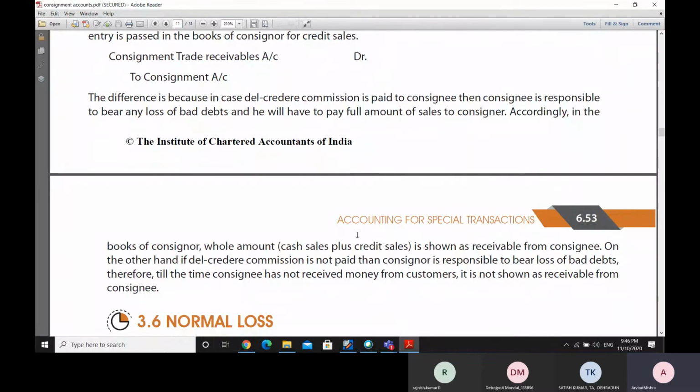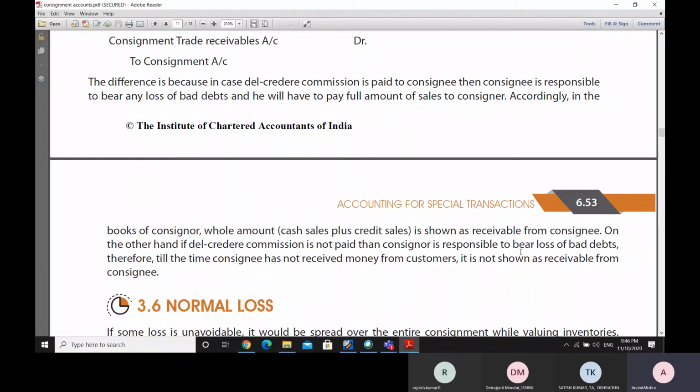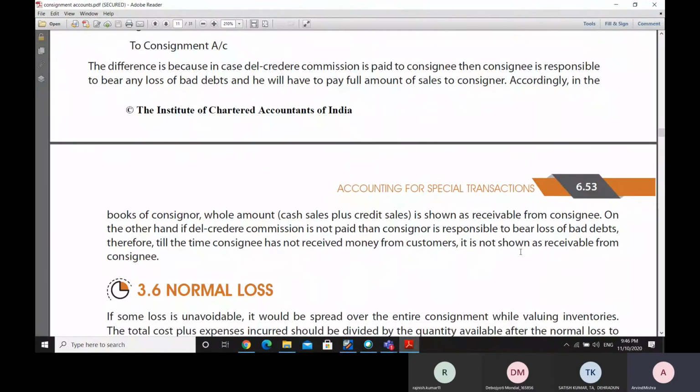And if on the other hand the del creditor commission is not paid, then the consignor is responsible to bear the loss of bad debts, as we have seen. Therefore, till the time the consignee has not received the money from the customers, it is not shown as receivable from the consignee, because del creditor commission is not being paid.